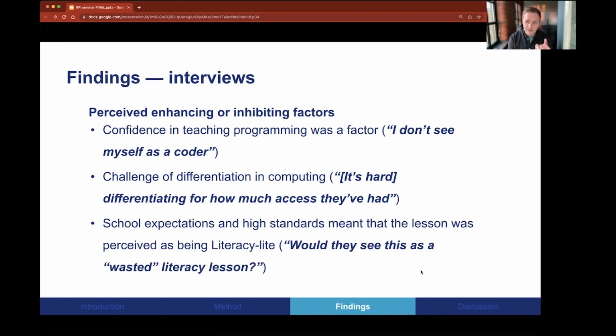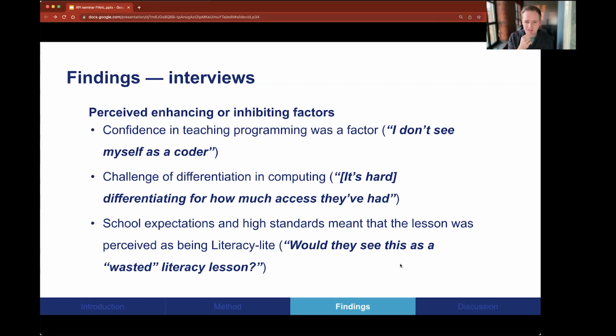And then finally, this third one, which was quite important, the school expectations and quite high standards meant that the lesson was perceived as literacy light, right? We were arguing that this could be an integrated unit, in both literacy and computing. But given the pressures on students and teachers to produce text, right? The curriculum specifies text. It doesn't specify multimodal stories. It's not even an explicit mention in the most recent curriculum documents. And so he said, would they see this as a wasted literacy lesson?